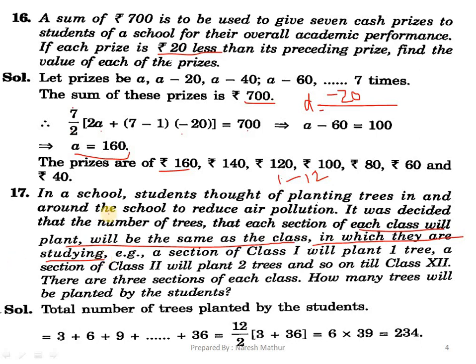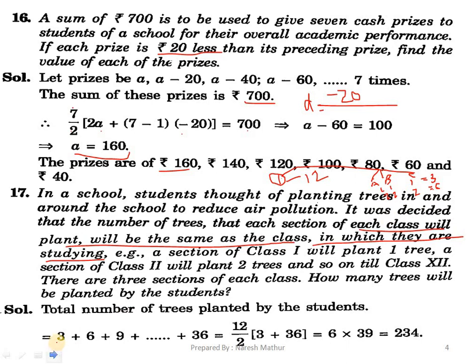So it means from the first class, how many trees from the first class? Because each class has 3 sections. So the first class has, let's say, 3 sections A, B and C. So section A will plant 1 tree, section B will plant 1 tree, and section C will plant 1 tree. So total number of trees is 3 from the class 1. Similarly, for the second class, 2 trees from each section, so that we'll get the number of trees, that is 6 from the second class. Similarly, we'll get 36 trees from the 12th class, because 12 plus 12 plus 12 will be 36.